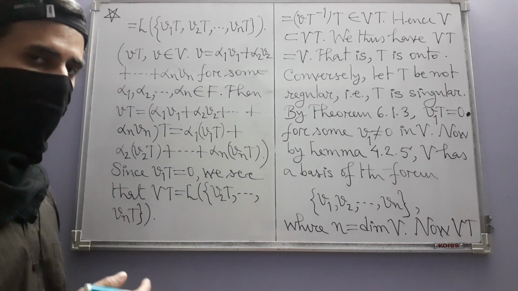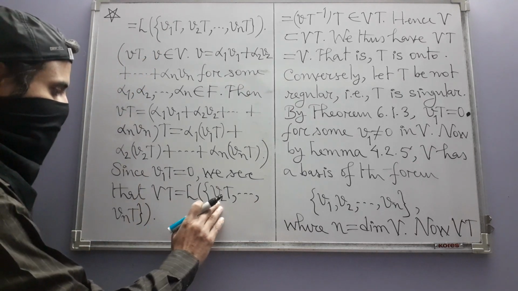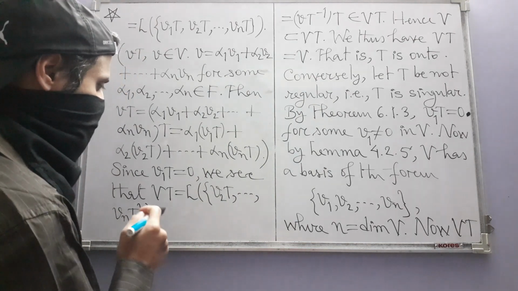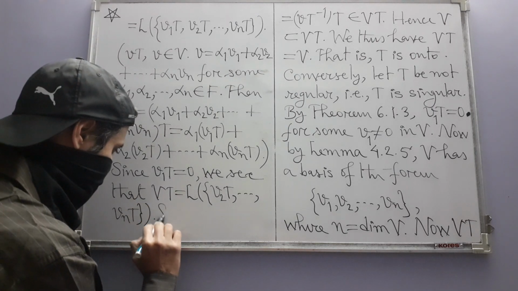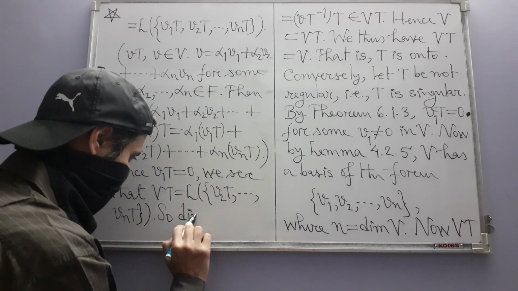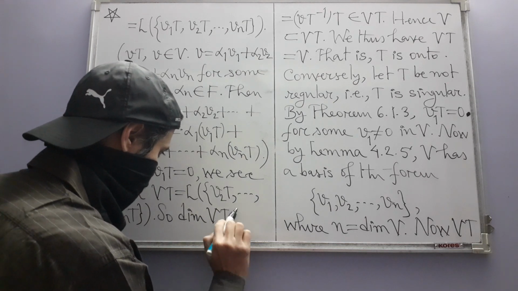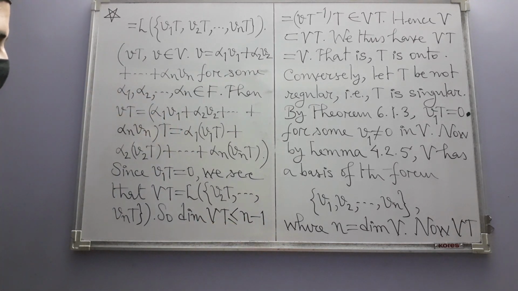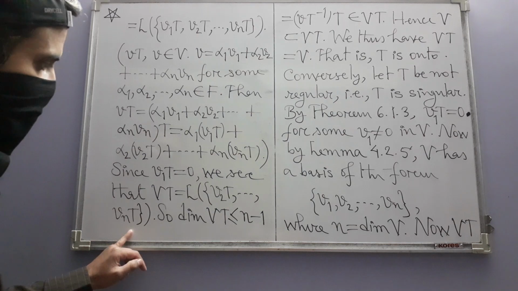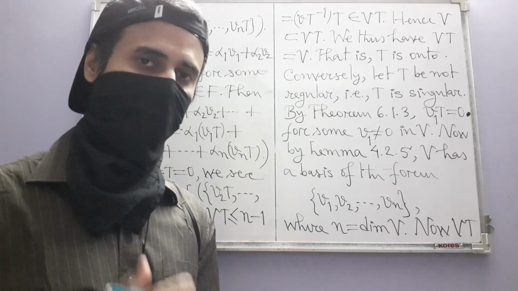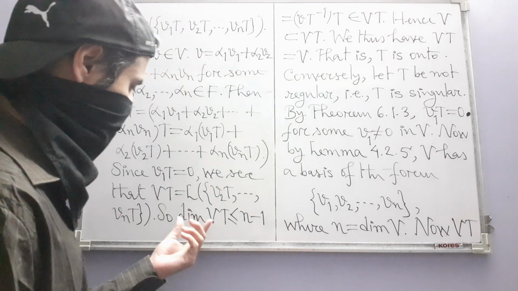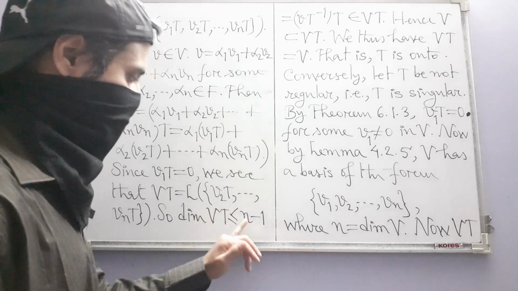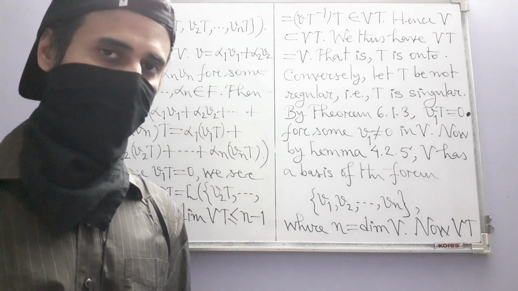They may be distinct, may not be distinct, or in other words, they may form a linearly independent set, or may not form a linearly independent set. Whatever the case is, the dimension of Vt is less than or equal to n minus 1, because these n minus 1 vectors, whether they are or are not linearly independent, are spanning Vt, the subspace Vt, the range. So the dimension, of course, will be at most n minus 1.